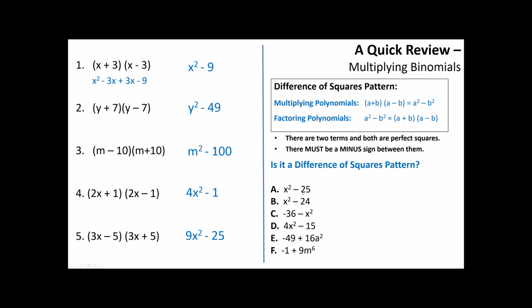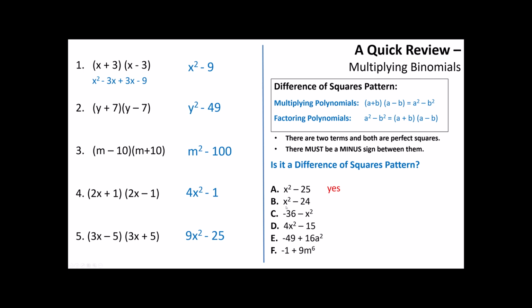x squared minus 25. Is this a difference of squares pattern? Well, yes, it's a binomial. You have one term, two terms. x squared is a perfect square. It's x times itself. 25 is a perfect square. It's 5 times itself. So, yes, this is a difference of squares pattern.